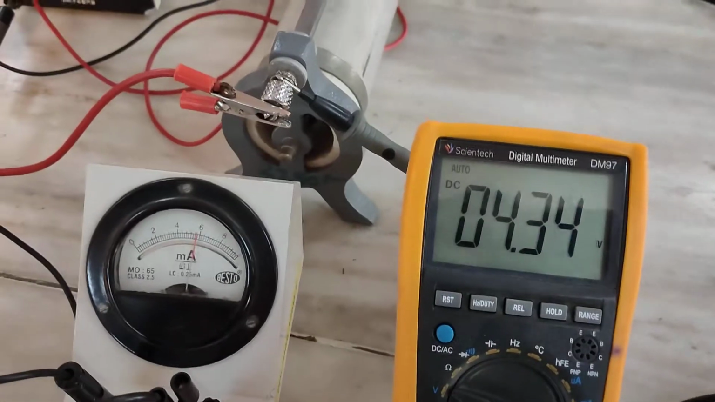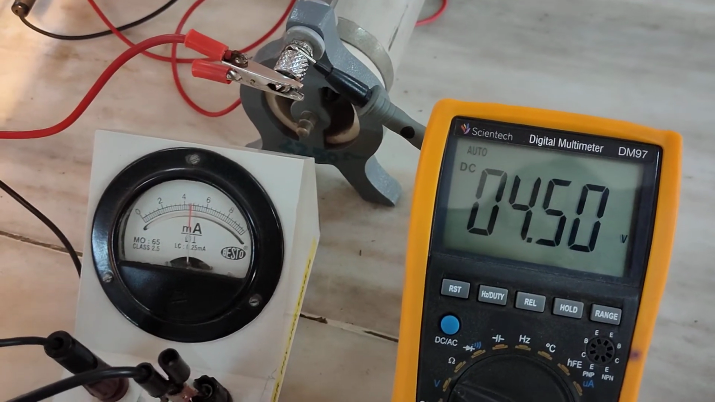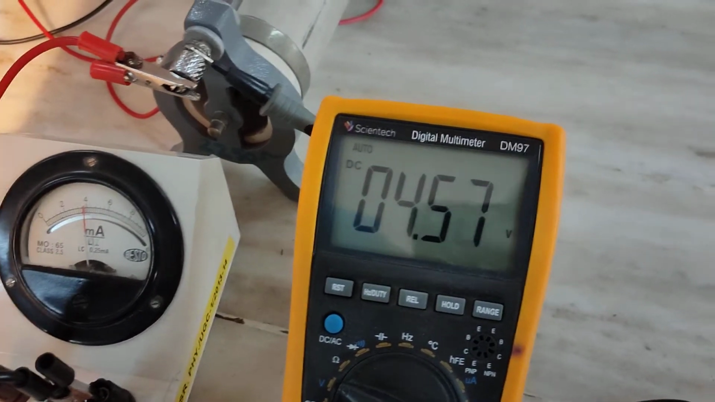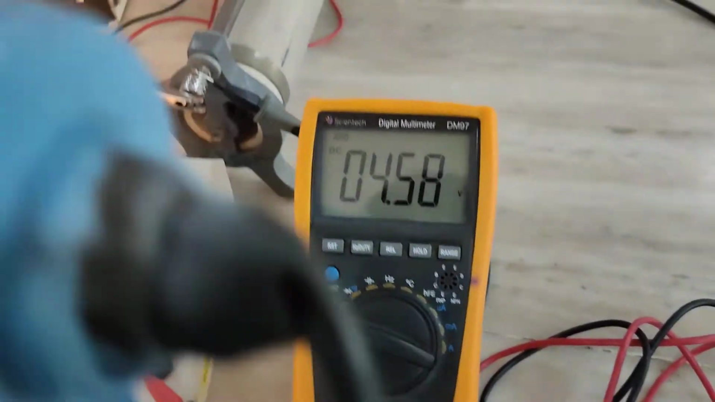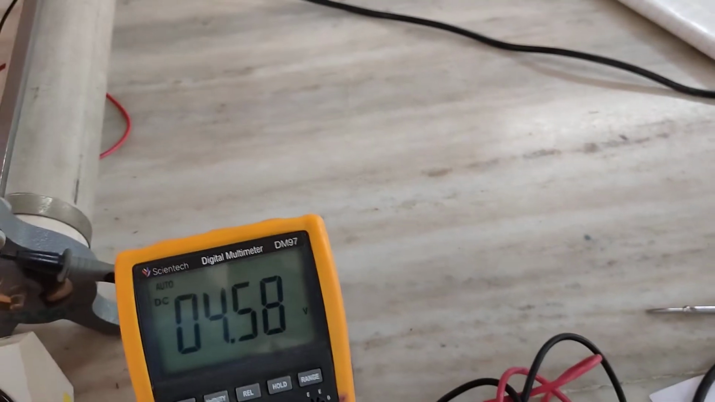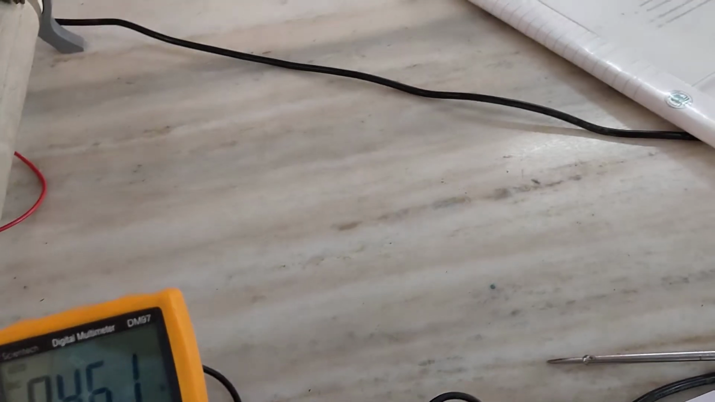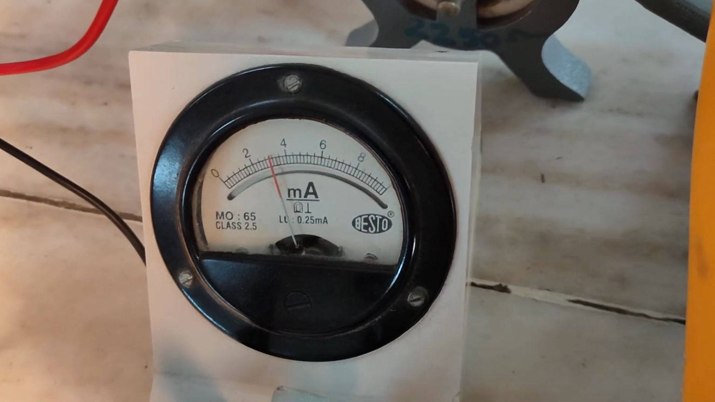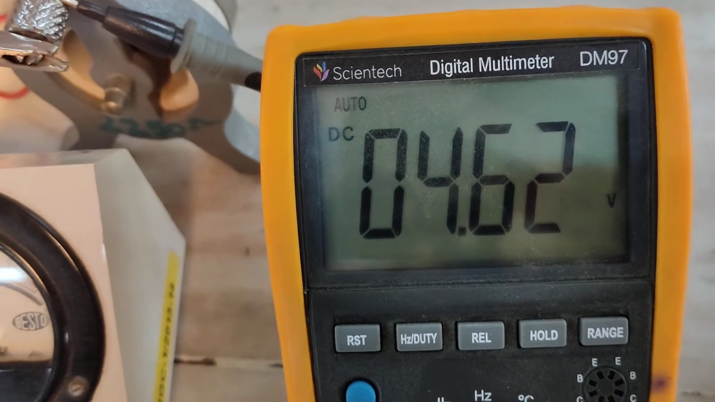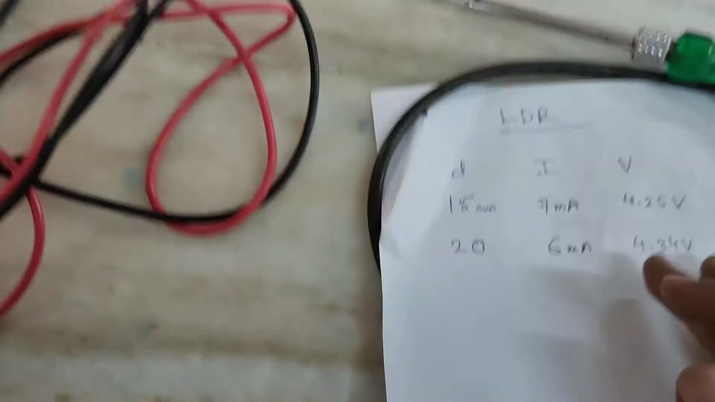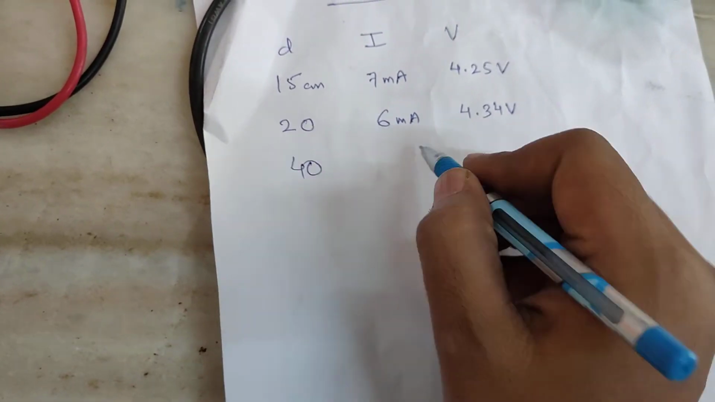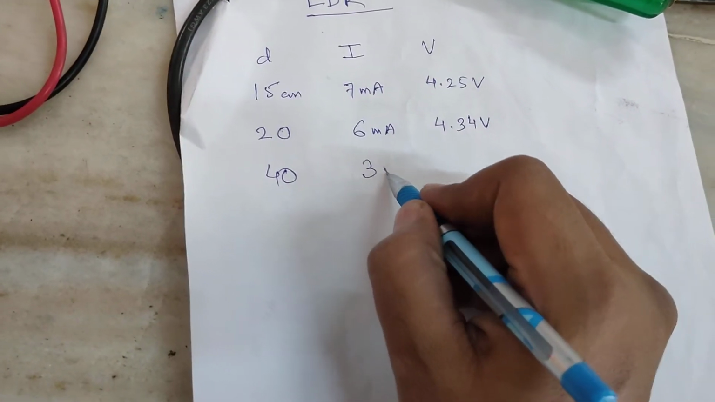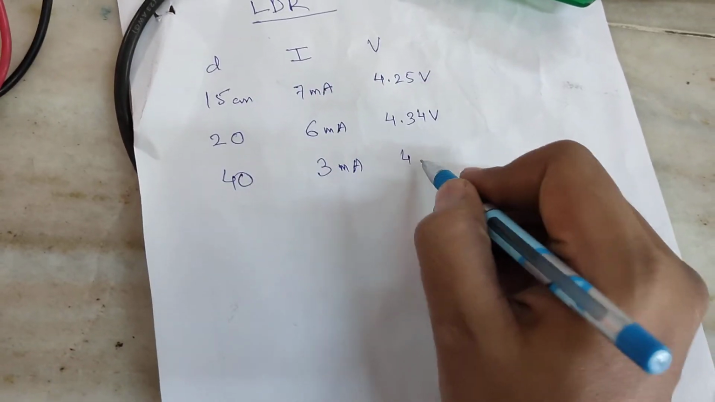We'll do the same thing. If I increase the distance, you can see the current goes on decreasing and the voltage is slightly increasing. I will take one more reading to show you. Suppose I take it at 40 centimeter. So this is our 40 centimeter reading. The current is around 3 milliampere and the voltage is 4.62.